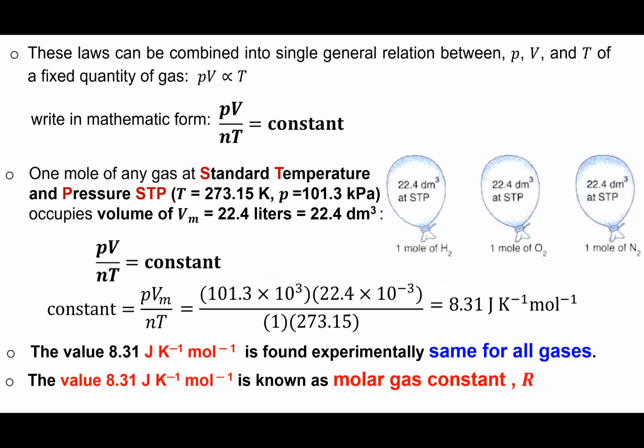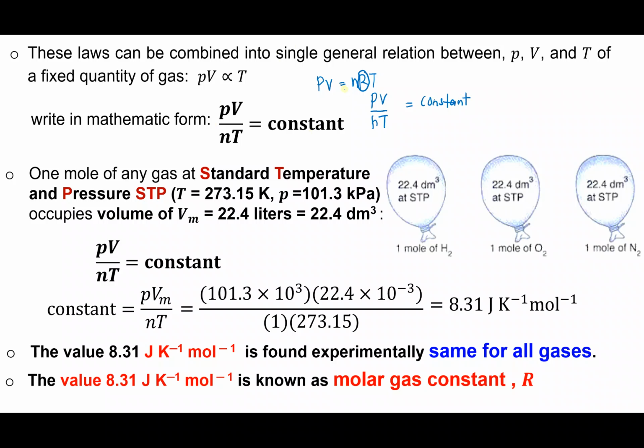Okay. Kita proceed. These laws can be combined into single general relation. PV and T of the fixed quantity. Okay, kita boleh express into a single relation, which is kita rearrange balik, which is kita ada PV equals to nRT dan R ni adalah constant, so kita ignore, so kita boleh rewrite PV over nT equals to constant.